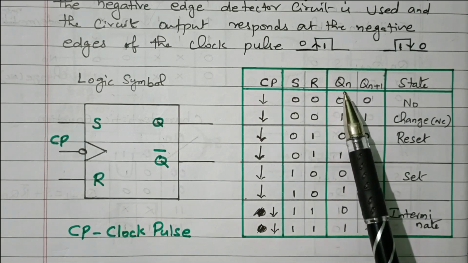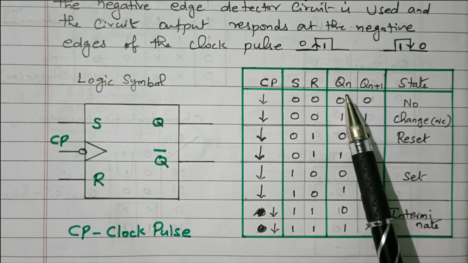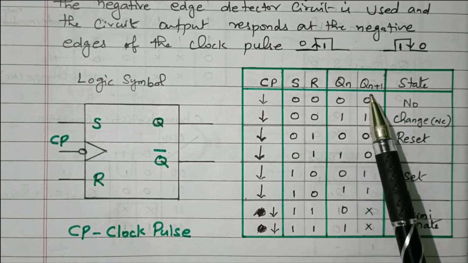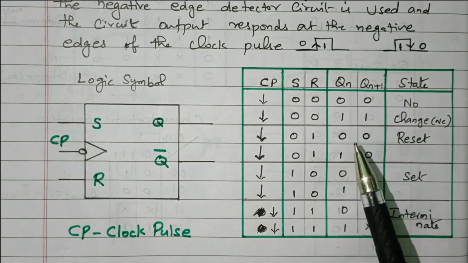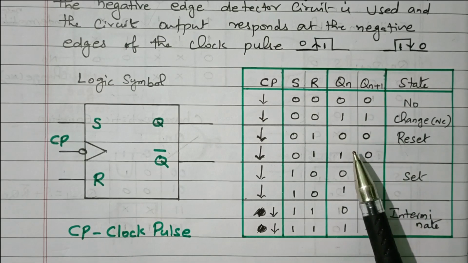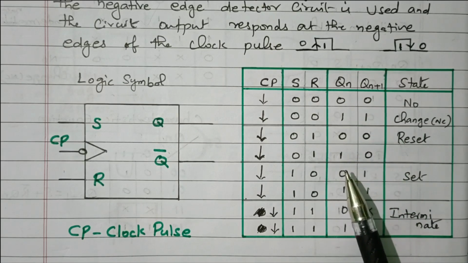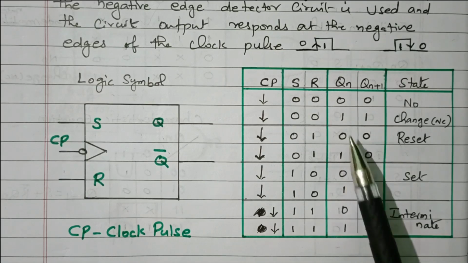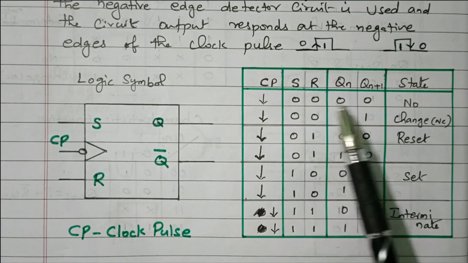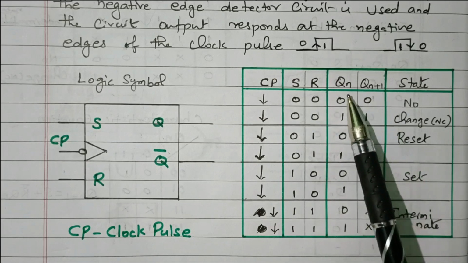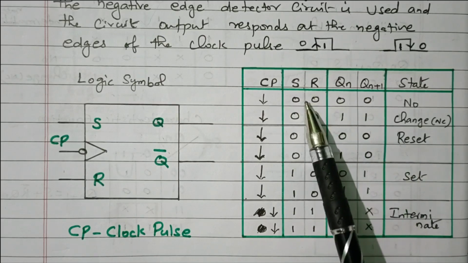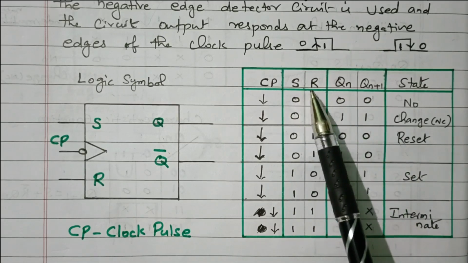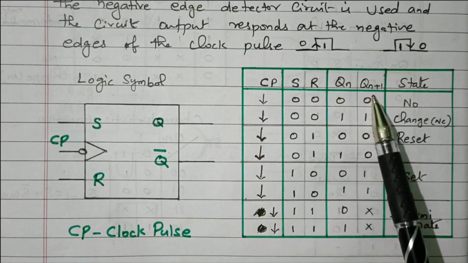Then this is the present state, next state. Qn is the present state of output. Qn plus 1 is the next state of output. We know that flip-flop is the storage device. It will store 1 bit of data. So the output depends upon the input as well as the previous output. So this Qn plus 1 depends upon the previous output Qn as well as the 2 inputs S and R. So totally 3: these 2 inputs and the present state will decide the next state.